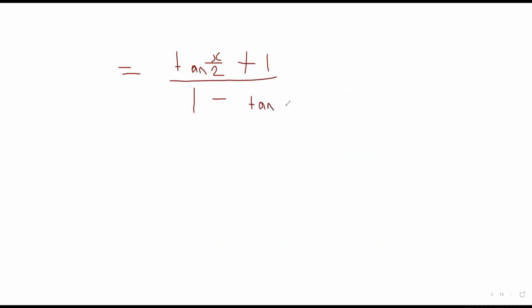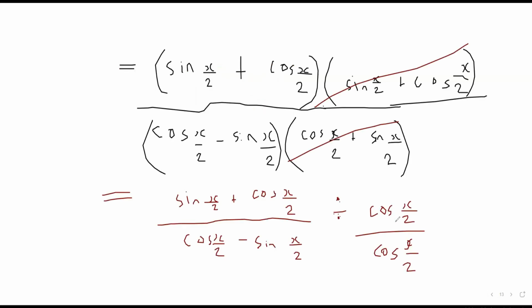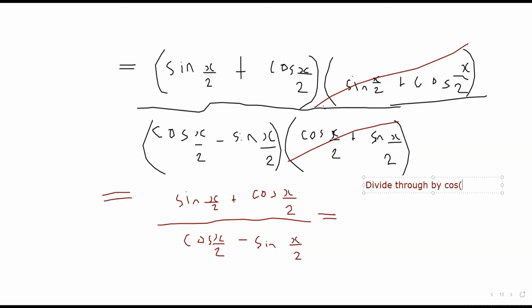I'm not comfortable with skipping so many steps. Oh, I skipped the step. You're not comfortable with this? All right, since we're dividing, let's write it out then. We're going to divide through each term. Let's not skip the step. So we're going to divide through by cos x over 2.